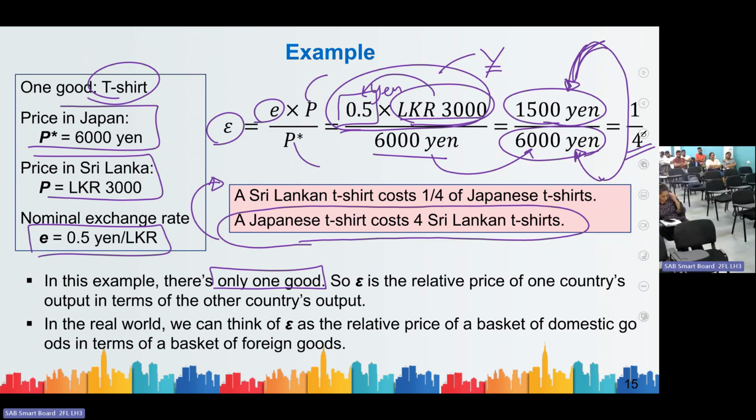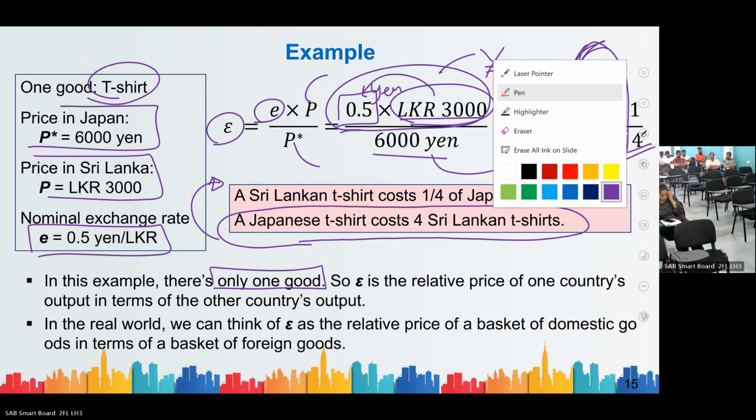In this example, there is only one good. So the real exchange rate is the relative price of one country's output in terms of the other country's output. In the real world, we deal with a huge range of goods and services. Therefore, in the real world, how do we calculate the real exchange rate?